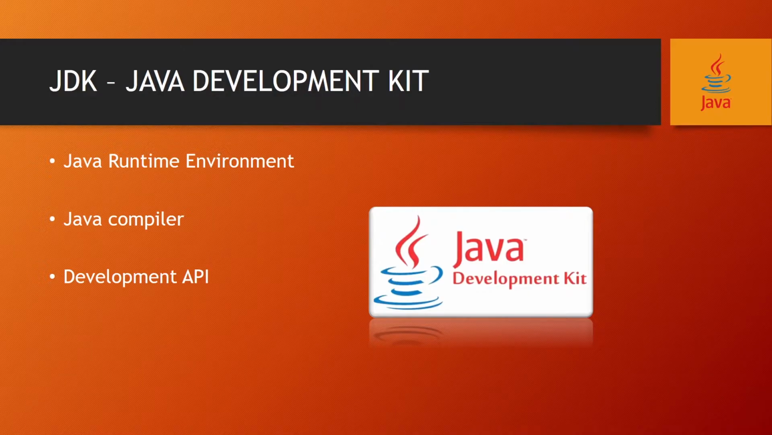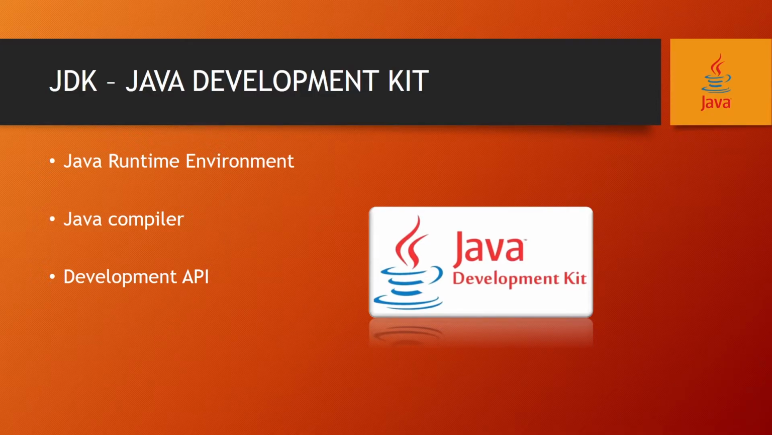Well, I have to tell you what the JDK is. It is the Java Development Kit and consists of Java Runtime Environment, Java Compiler, and Development API.